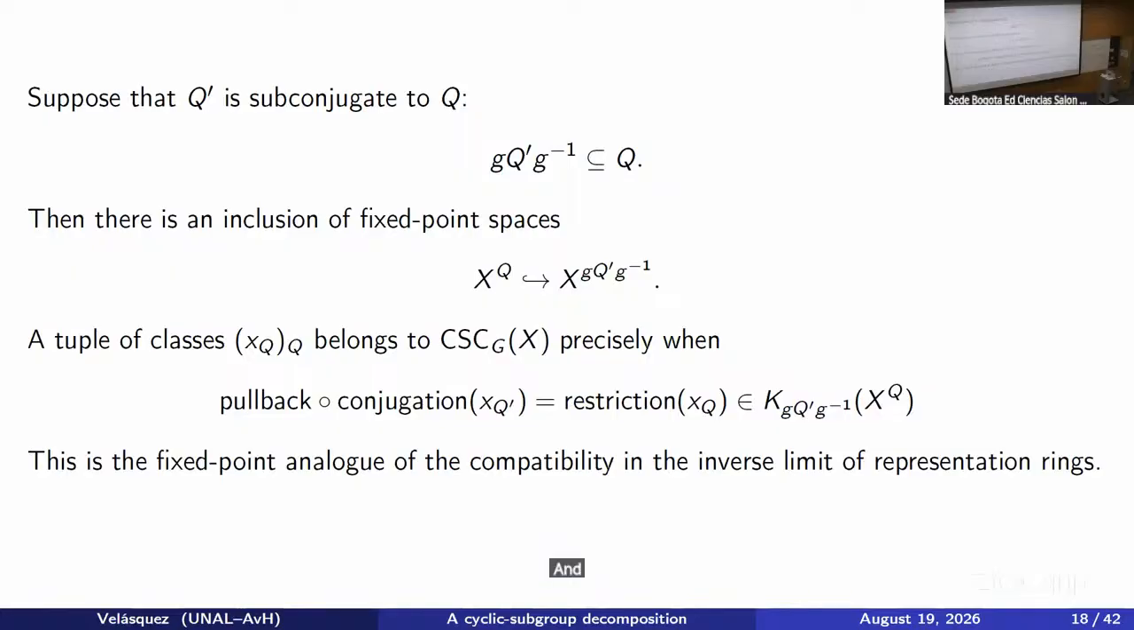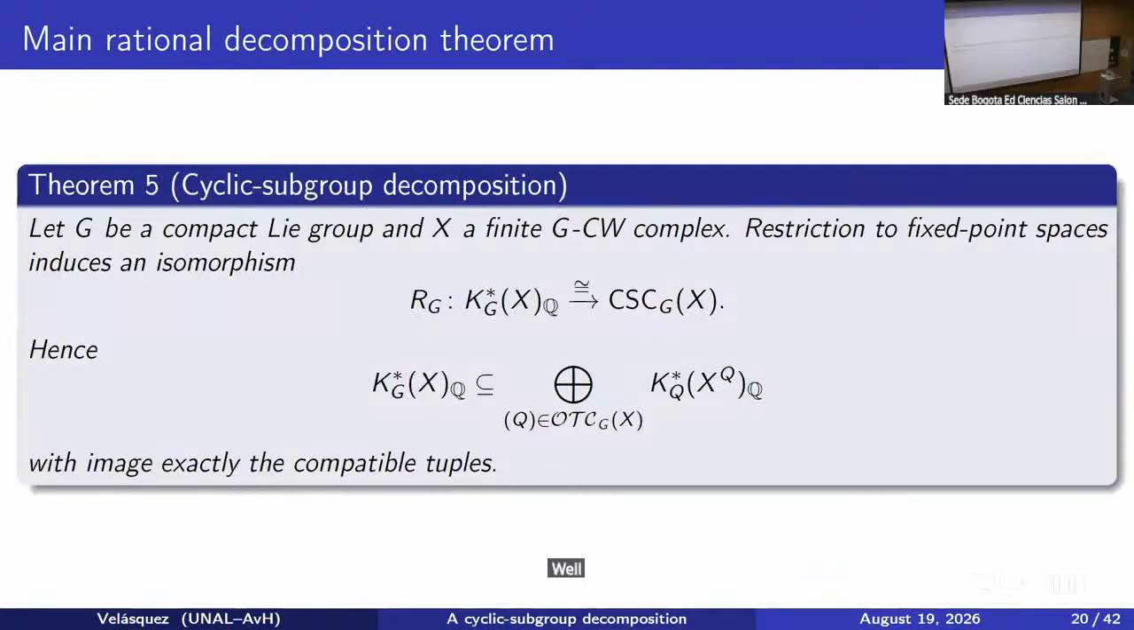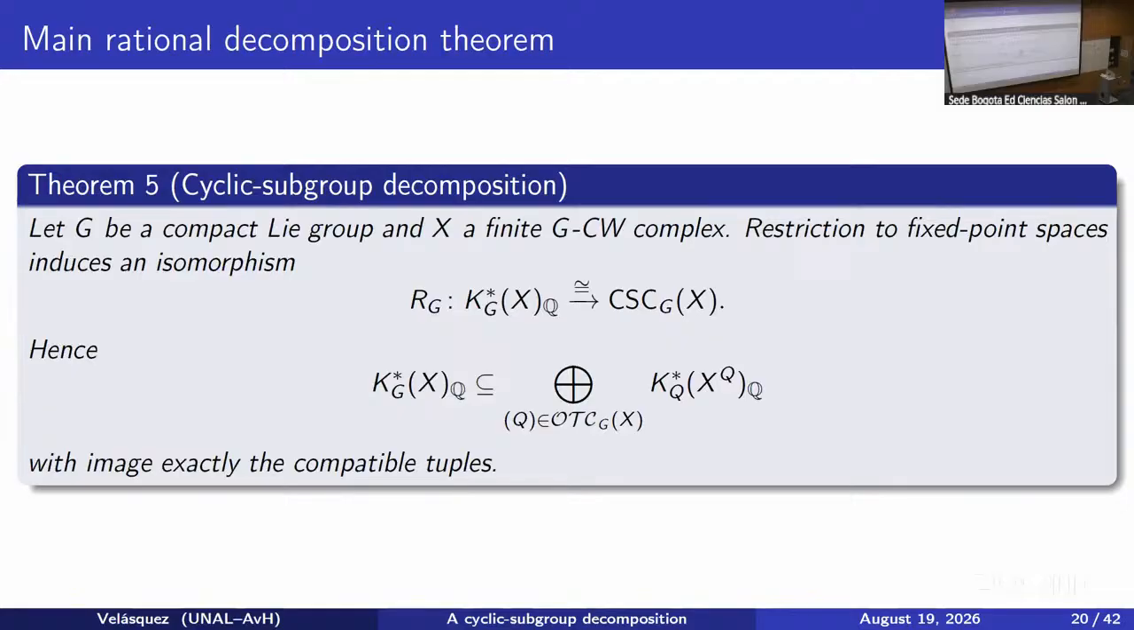And the result is the following. This is our first theorem. Let G be a compatible group and X a finite G-CW complex. Restriction to fixed point spaces induces an isomorphism. Hence, we can consider this group embedded inside this direct sum. It's not surjective. The image is characterized by these compatibility conditions.